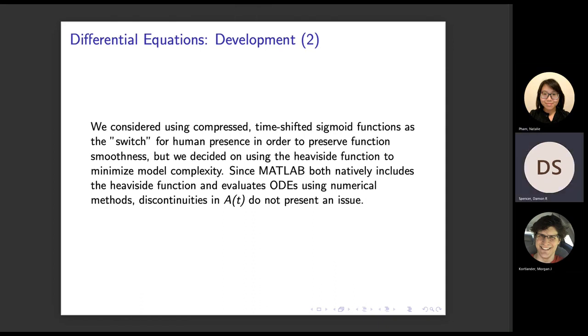We considered using compressed time-shifted sigmoid functions as the switch for human presence in order to preserve function smoothness, but we decided on using the Heaviside step function to minimize model complexity. Since MATLAB both natively includes the Heaviside step function and evaluates ODEs using numerical methods, discontinuities in A of t do not present an issue.